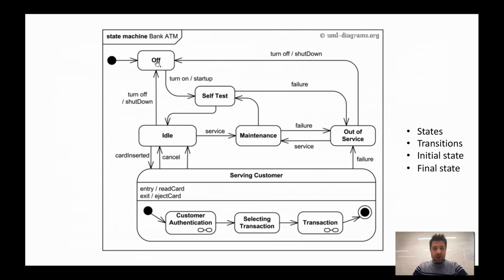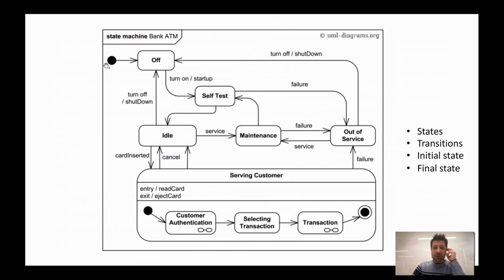For example, if you are in this off state, well, off means off, right? The machine is off. Then if the person turns it on, we go first to this self-test. And then as soon as the self-test is done, we go to idle, right? Card is inserted, so we are in idle, card is inserted, we go to some other state. If they cancel, we come back.